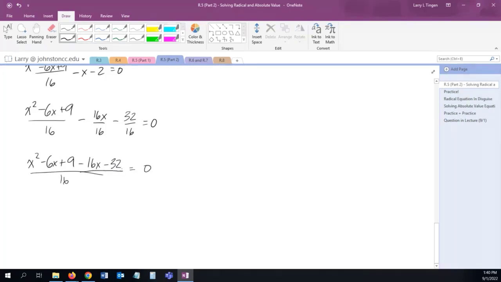All right, last few steps. Let's take a look. And let's just finish it, and then I will step back in and we'll look at the steps. Negative 6x minus 16, well, that's painful. Negative 6x minus 16x is negative 22x. Positive 9 minus 32 is negative 23.